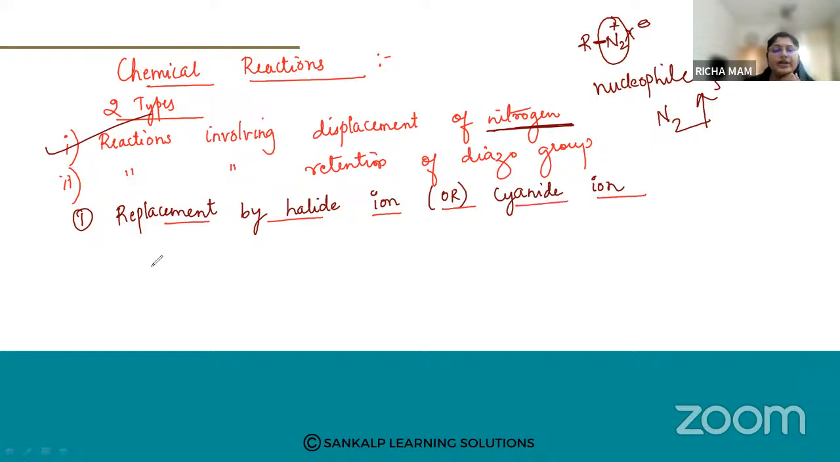Fine. So next we are going to see the replacement by a halide ion or cyanide ion. So we are going to take a nucleophile. Which particular nucleophile? We are either going to take a halide ion, that is X-, or we are going to take a cyanide. So which different reactions will it undergo?